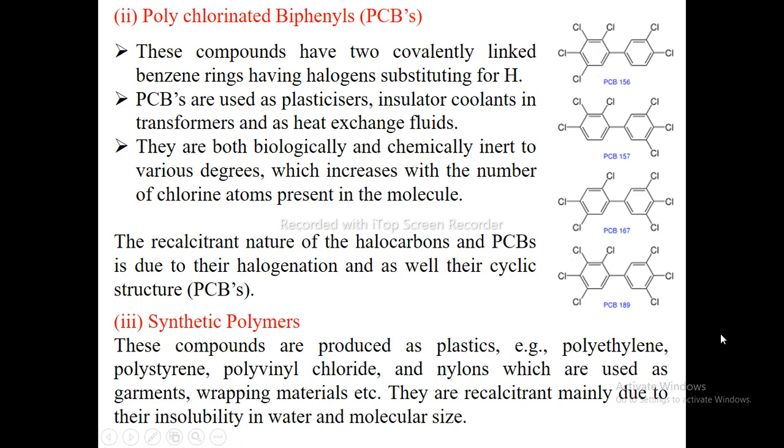Now, synthetic polymers are the compounds produced as plastics like polyethylene, polystyrene, PVC, nylon. These are used as garments, wrapping materials, etc. These are recalcitrant because they are insoluble in water and they're large molecules. Their molecular size is really large. So basically, these two are the reasons behind their recalcitrant nature.